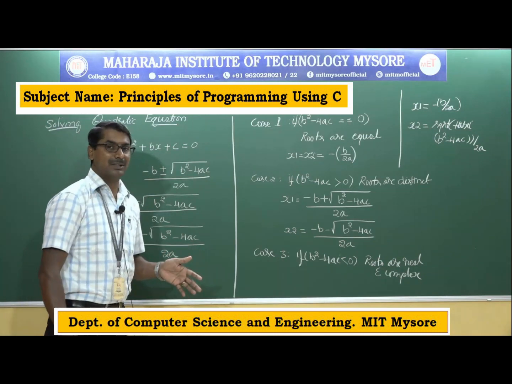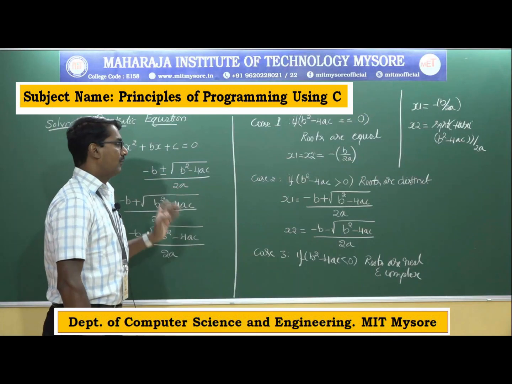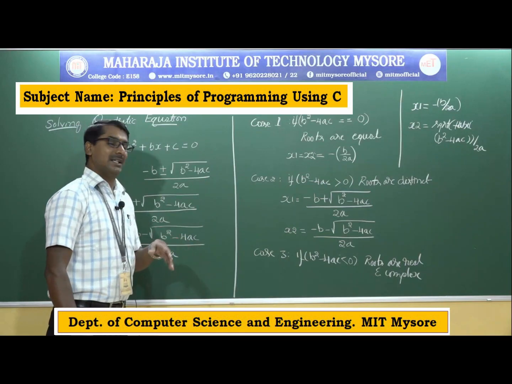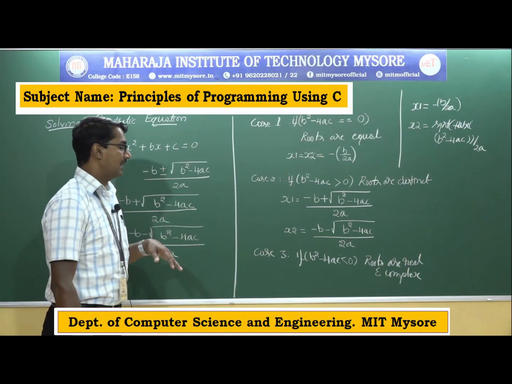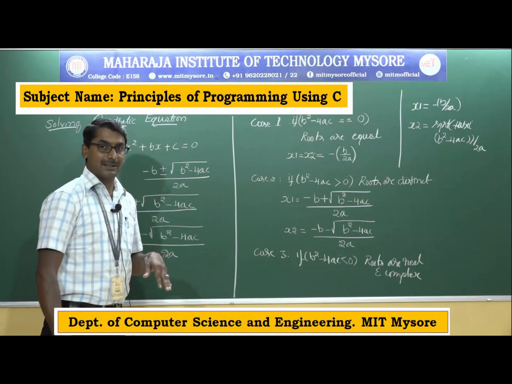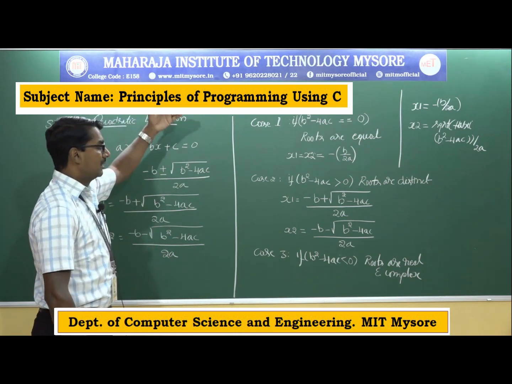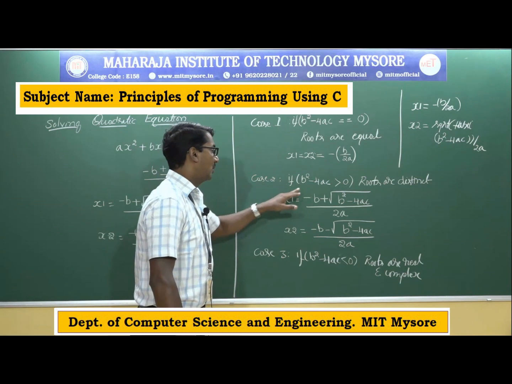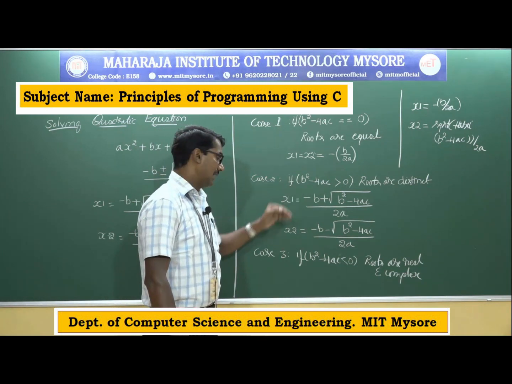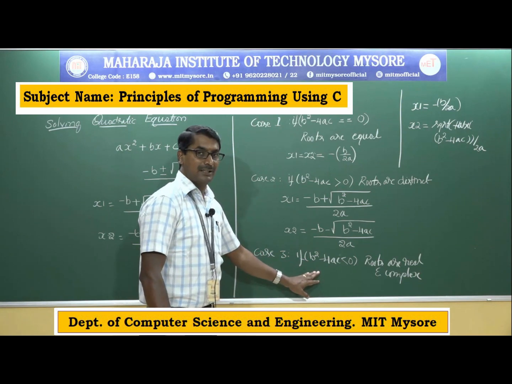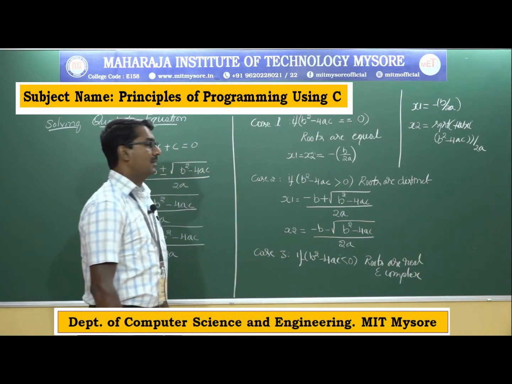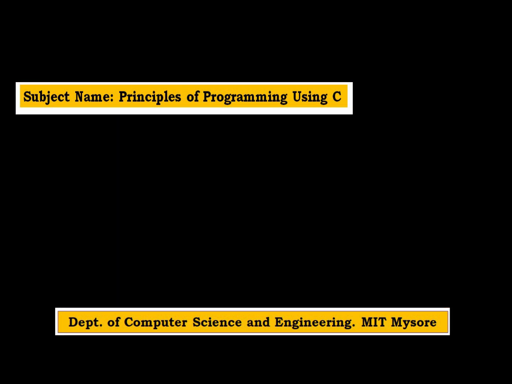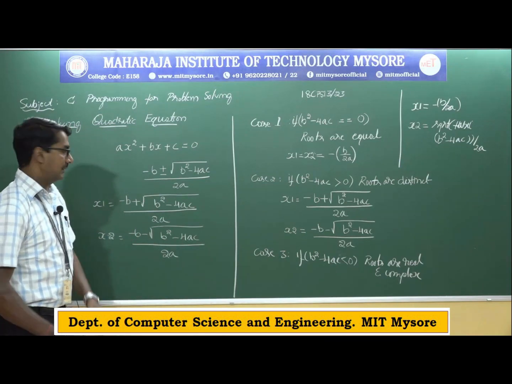Okay, these are the three possible cases of a quadratic equation. Case 1 is b square minus 4ac is equal to 0. In case 2, b square minus 4ac is greater than 0. In case 3, b square minus 4ac is less than 0. So, we need to check three conditions. Condition 1 is b square minus 4ac is equal to 0. Condition 2 is b square minus 4ac is greater than 0. And else b square minus 4ac is less than 0. So, here we need to use an else if ladder to check these conditions.